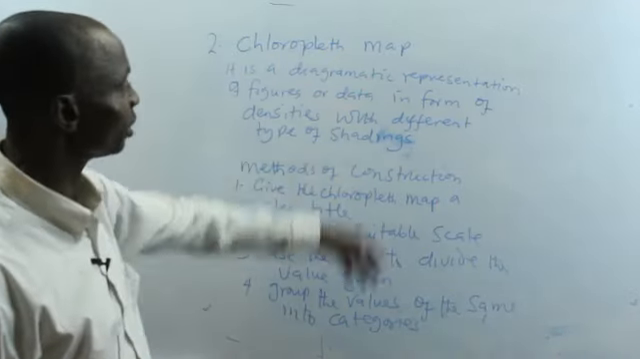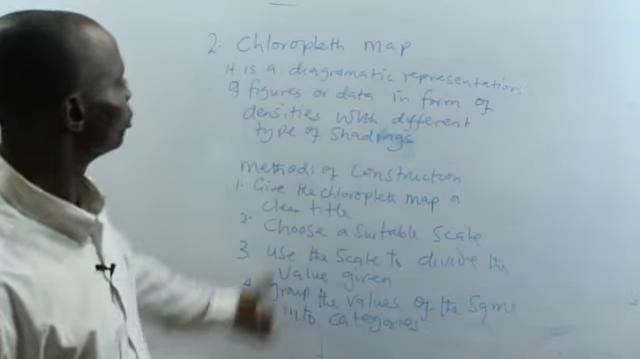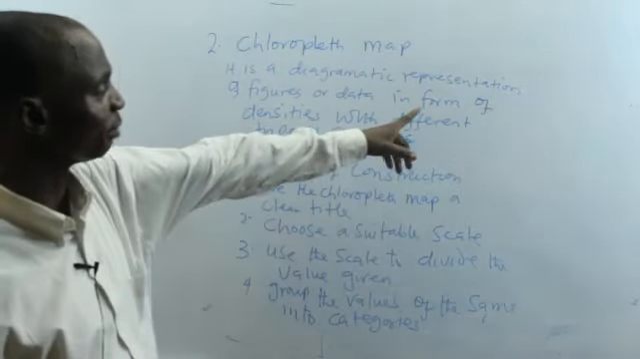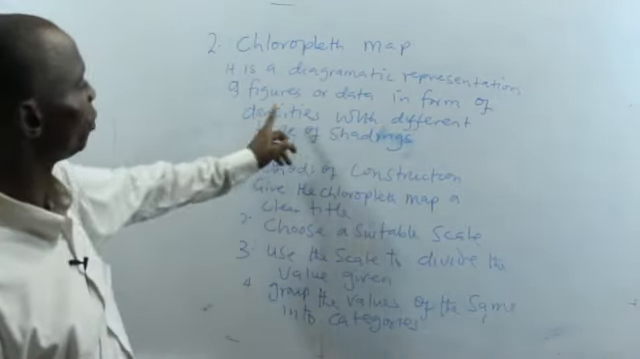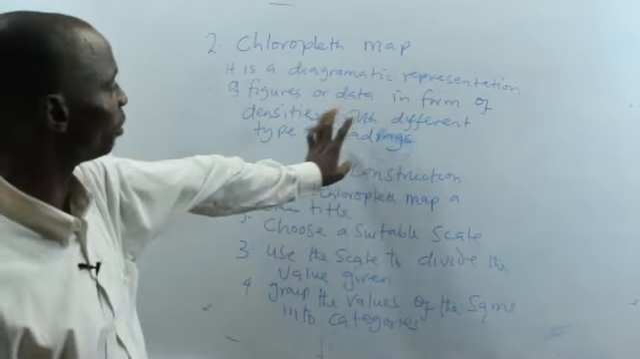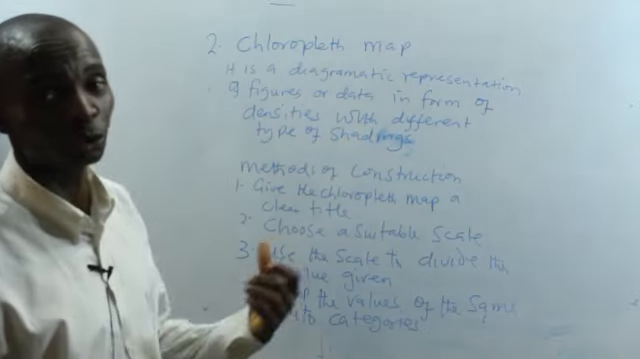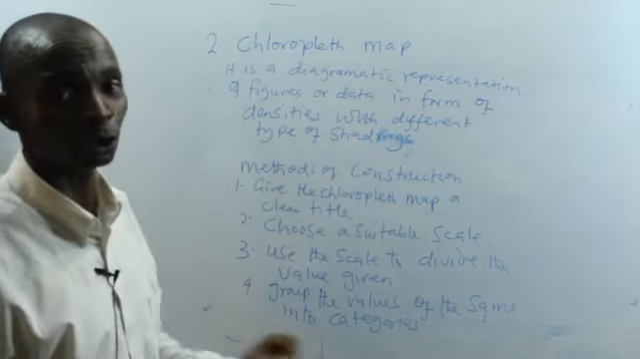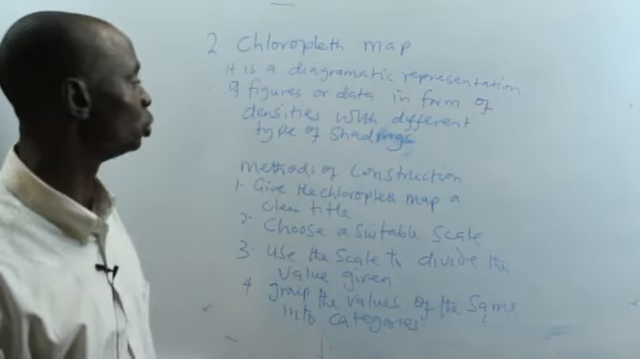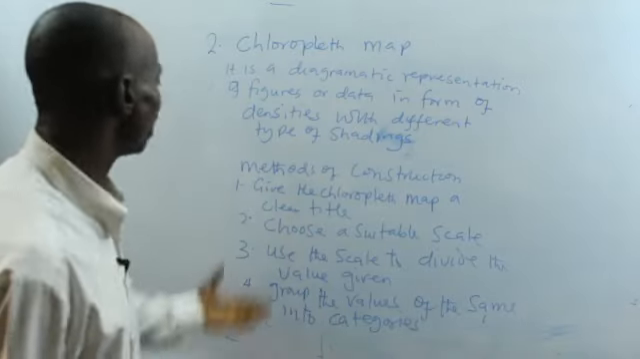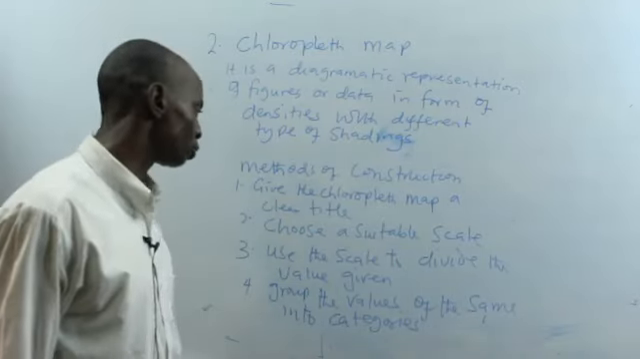Now here we have a Choropleth map. We said it is a diagrammatic representation of figures or data in form of density with different types of shading. The first one, the dot map, we used dots, but this one we are going to use shades. Now, what are the methods of constructing?